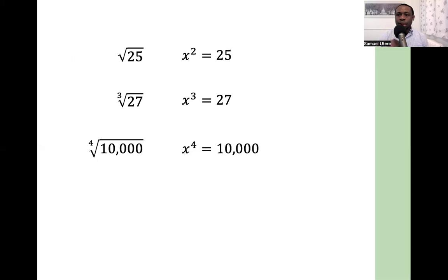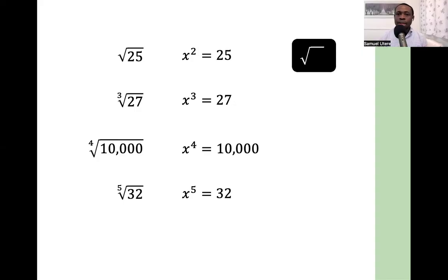So the way to write it is, using the same pattern, x to the power 4 is equal to 10,000. What about this? We would say x to the power 5 is equal to 32. But how do we do this in our calculators?